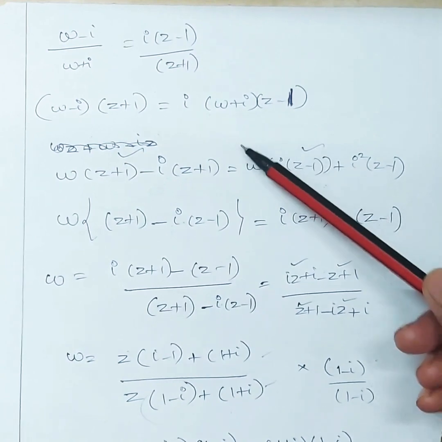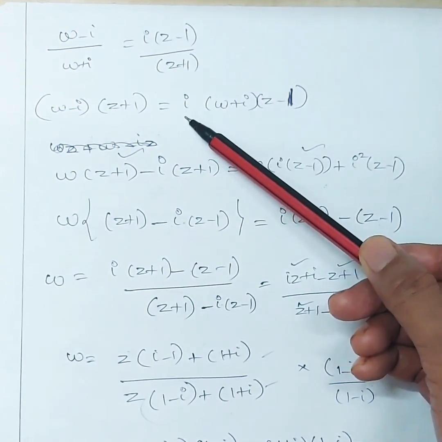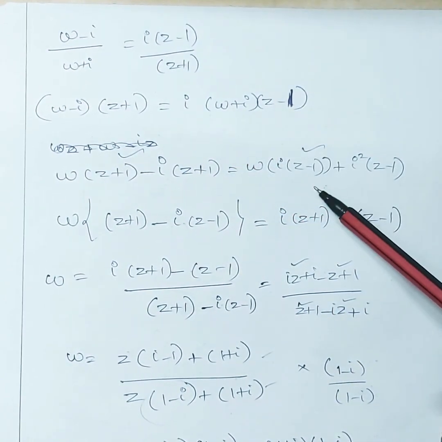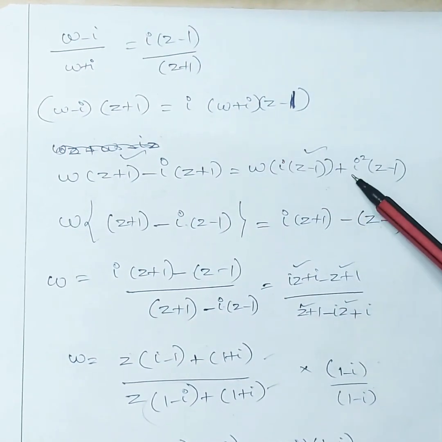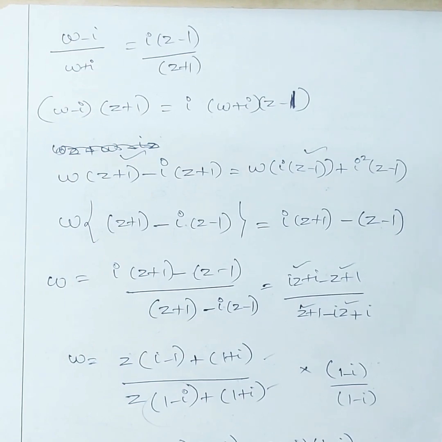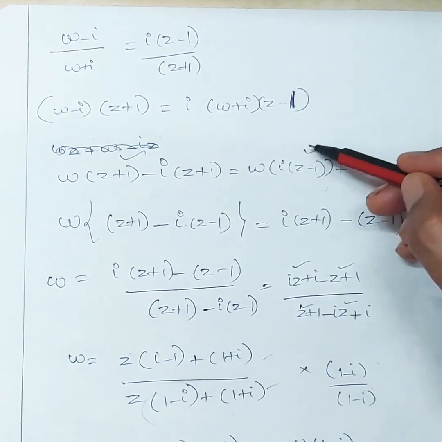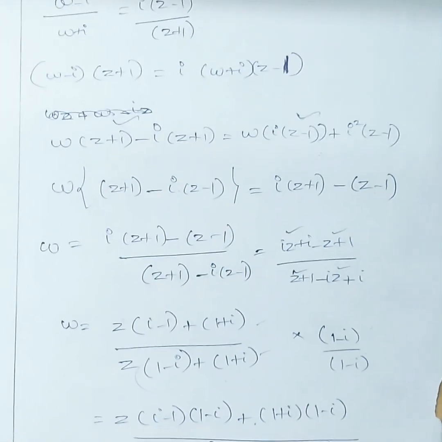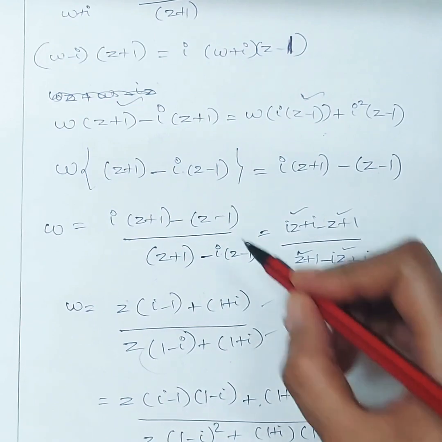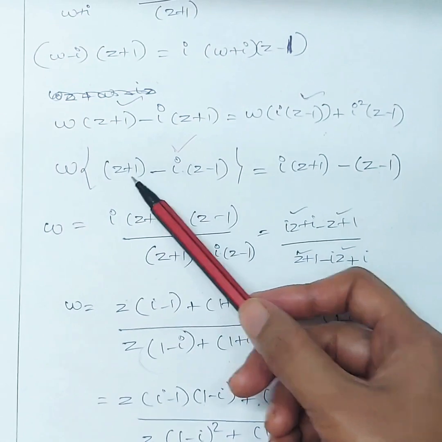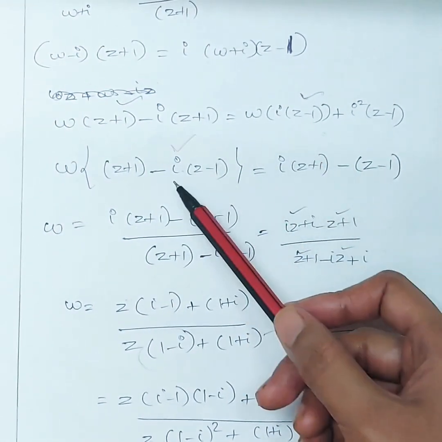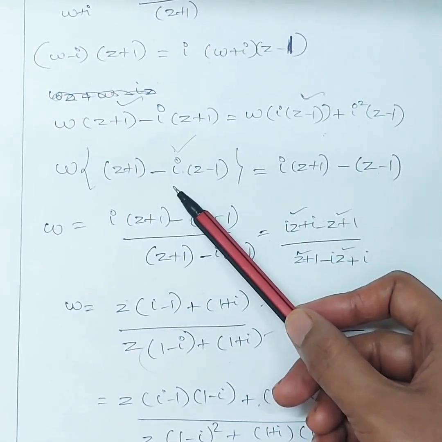That's equal to, again, W into one more I is there outside, W into I into Z minus 1 plus, already we have one I and this I, so this will become I square into Z minus 1. We have just multiplied, and from these two terms I am taking W common. So Z plus 1 we have written as it is, I into Z minus 1, if it comes to the other side, a negative sign will be there.